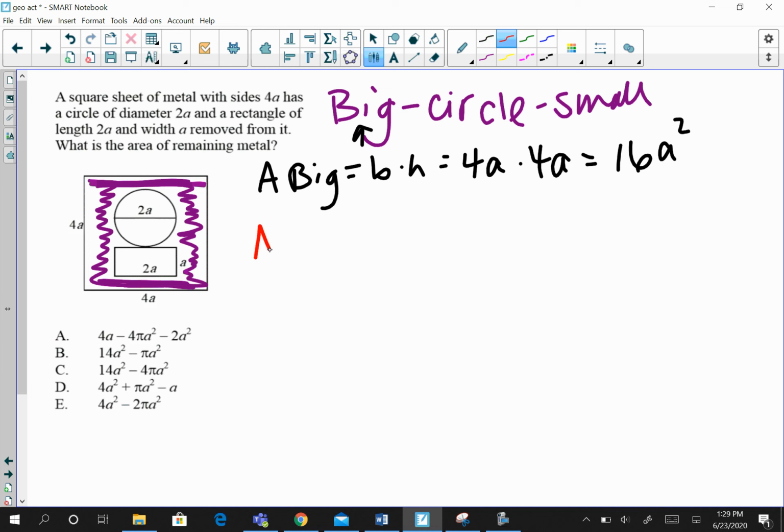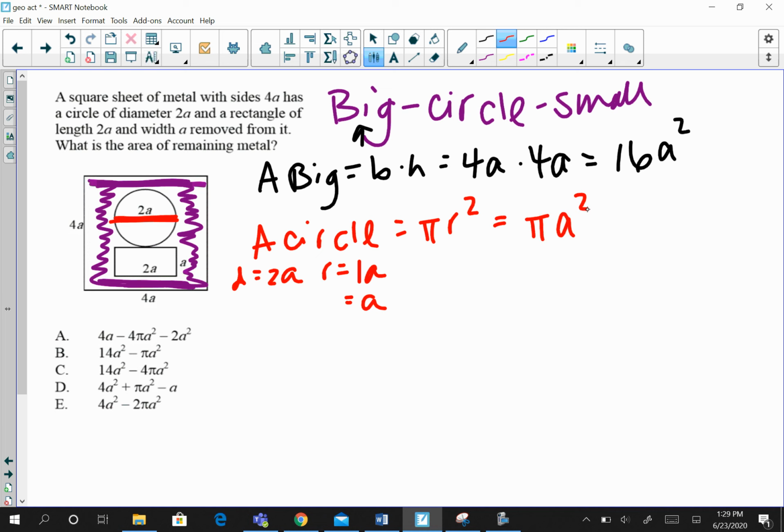Next, I need the area of the circle. Well, area of a circle is pi r squared. What I was given is the diameter. My diameter is equal to 2A, which means my radius is half of that. My radius is just 1A, or A. So this is going to be pi times A squared. That is my circle. Unfortunately, it doesn't turn into a number, but that's okay.